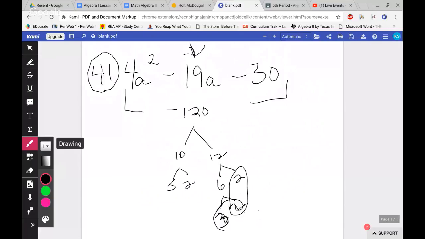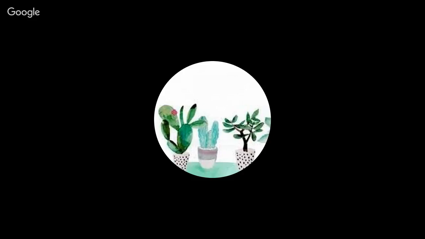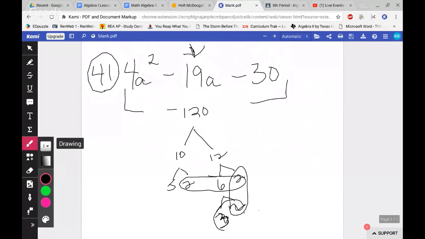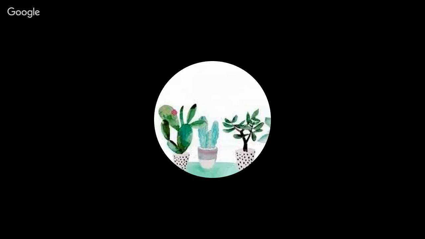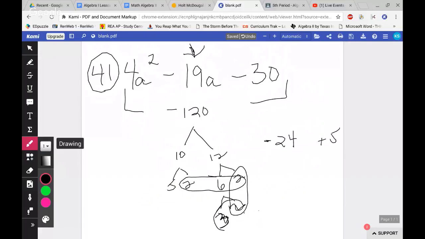It's 24 and 5. Okay. Does that make sense? Somewhat. This part right here. 6, 24. Those are your two factors. A negative 24 and a positive 5. Okay. Those combine to give you a negative 19. Right. And when you multiply them, they give you negative 120. Okay. It took me a while. Sometimes it does, probably late at night.